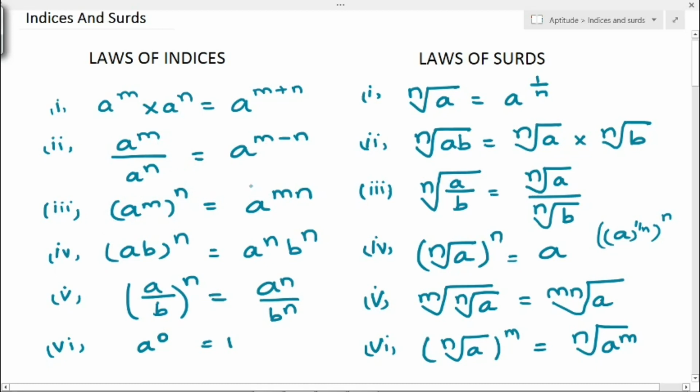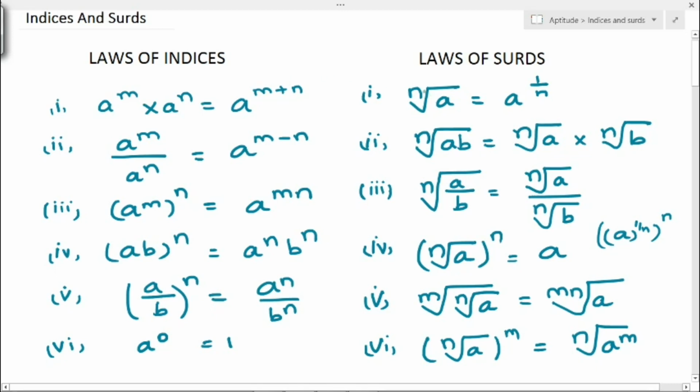The next one is (ab)^n equals a^n × b^n, where we are just splitting the terms into two different terms. The next one is (a/b)^n equals a^n divided by b^n. And the last law is a^0 equals 1, that is, any number to the power 0 is 1. Next, the laws of surds.